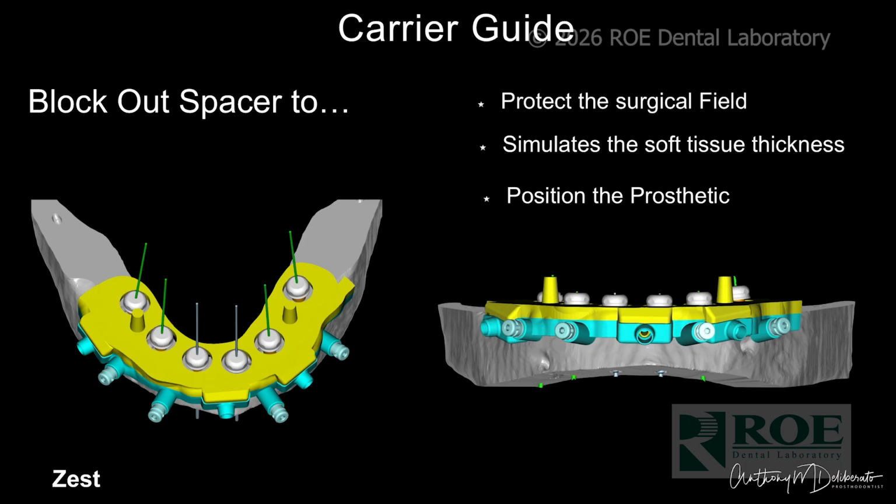So the purpose of this carrier guide is to protect the surgical field when we're doing our pickup. It simulates the soft tissue thickness, so when they suture the tissue back in place, we're not putting too much pressure on the tissue. And it's also to position the prosthetic.